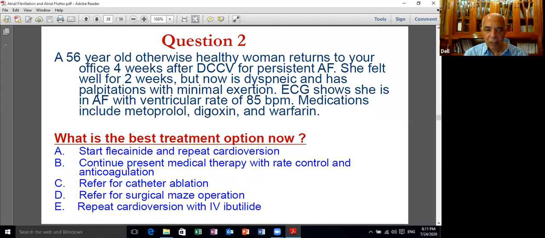B is continue the present medical treatment with rate control and anticoagulation. This patient is very prone to recurrence after cardioversion, and she's troubled by the symptoms. So it is better to keep her in sinus rhythm.